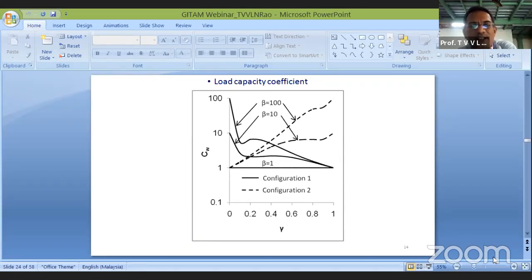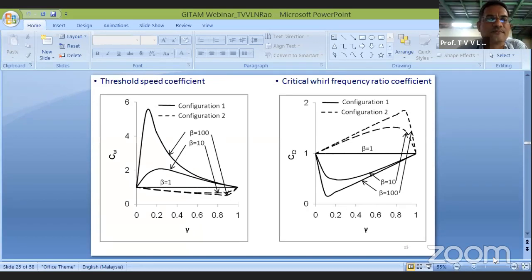We could see that the load capacity coefficient for the thick films is very high. That is what we can understand. It is exactly proportional to the ratio of the viscosity of the thick fluid to the viscosity of the base fluid. Then we have some values of the coefficient of threshold speed and the coefficient of critical whirl frequency ratio. We could see some very insightful results: the coefficient of the threshold speed for the two-layered configuration peaks at a value of gamma around 0.15, I think, for beta equal to 100.